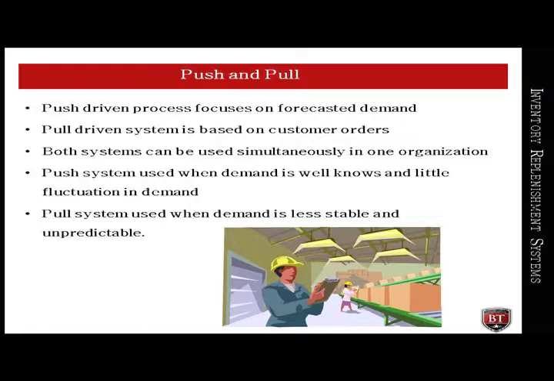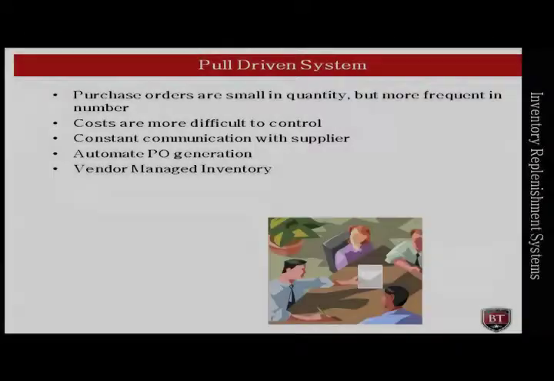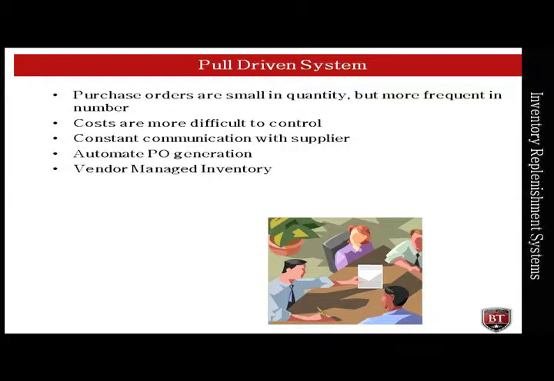Push-driven systems are usually more prevalent when demand is well known and there is not much fluctuation in the demand. This system is also more popular when purchasing dictates the replenishment quantities in the organization. A pull-driven system is usually found when the demand is less stable and unpredictable. In a pull-driven system, ideally the lead times are going to be short and the suppliers are located near the buyer's operation. In a pull-driven system, the purchase orders may be small in quantity, but more frequent in number, therefore the costs are more difficult to control.